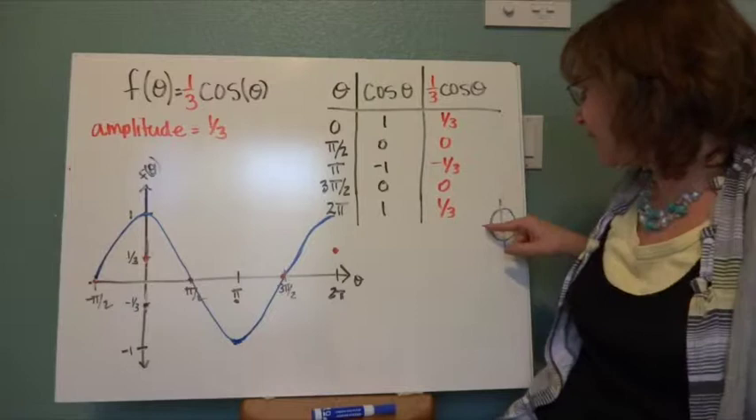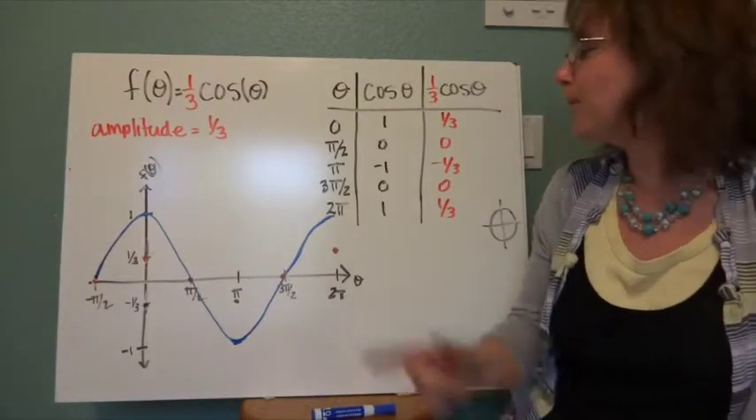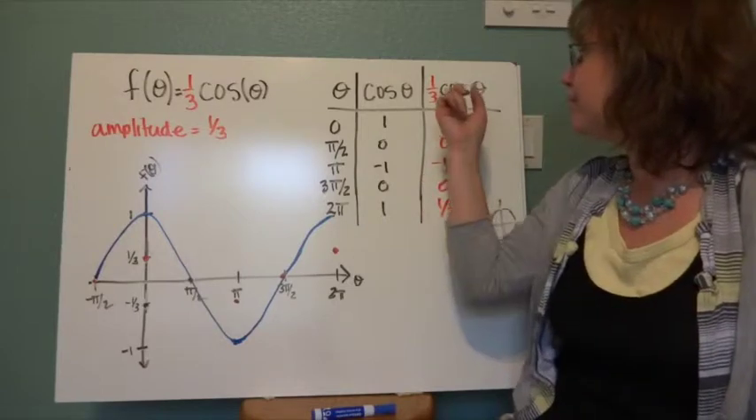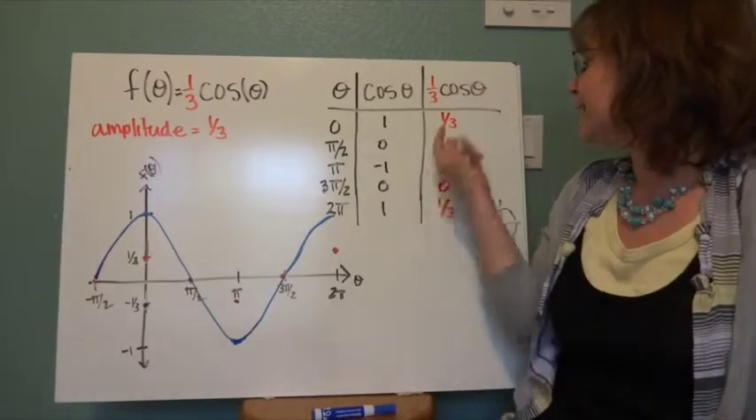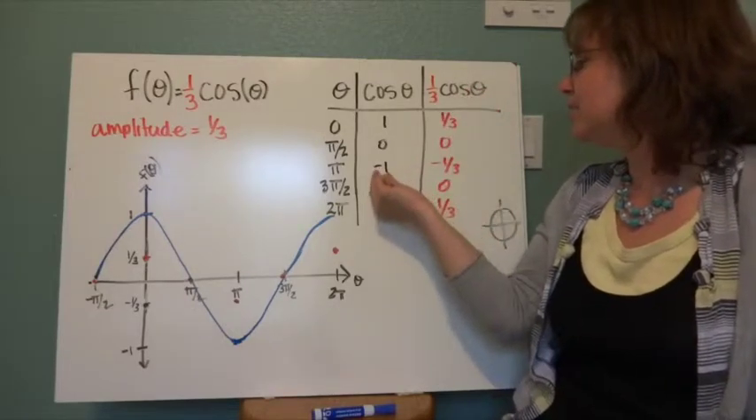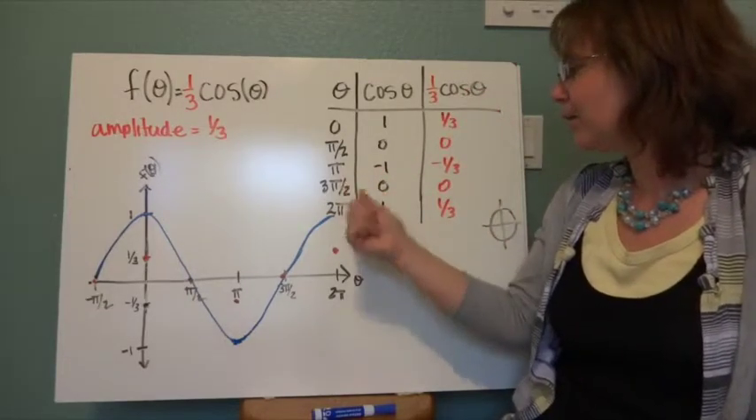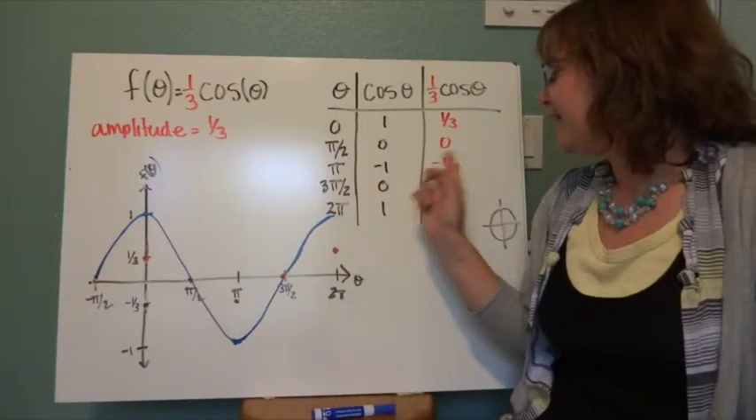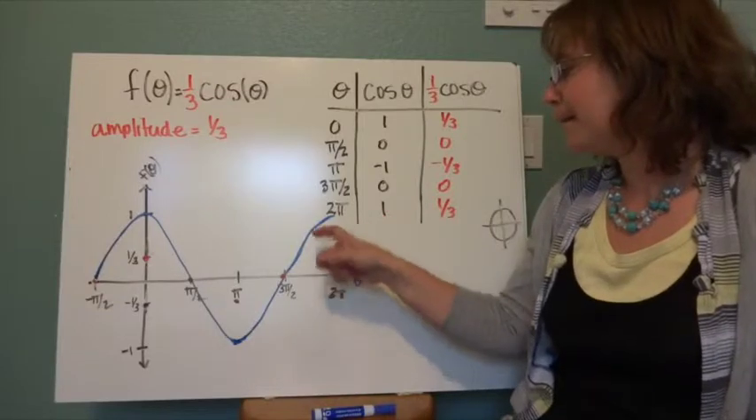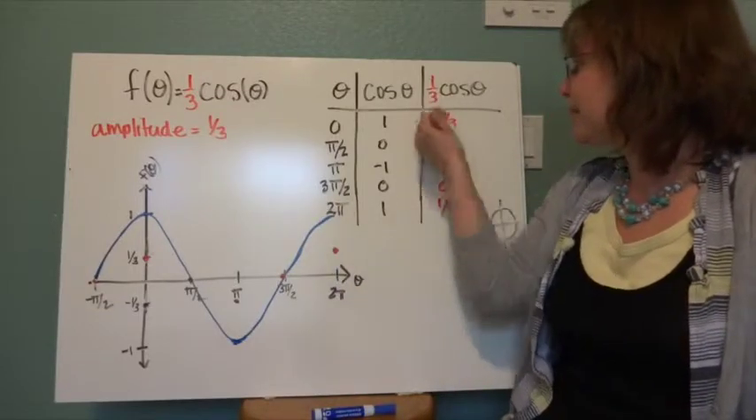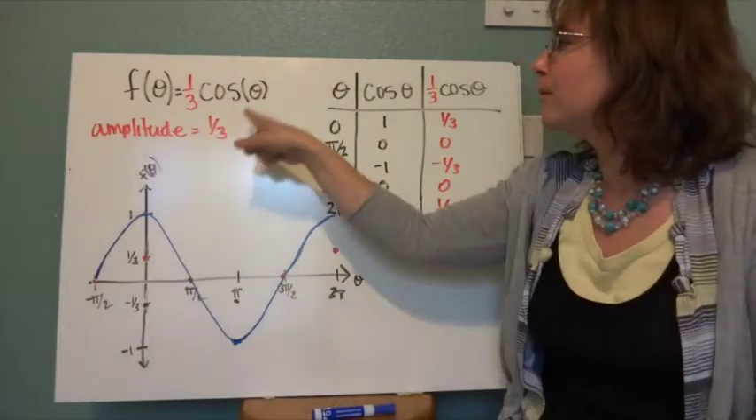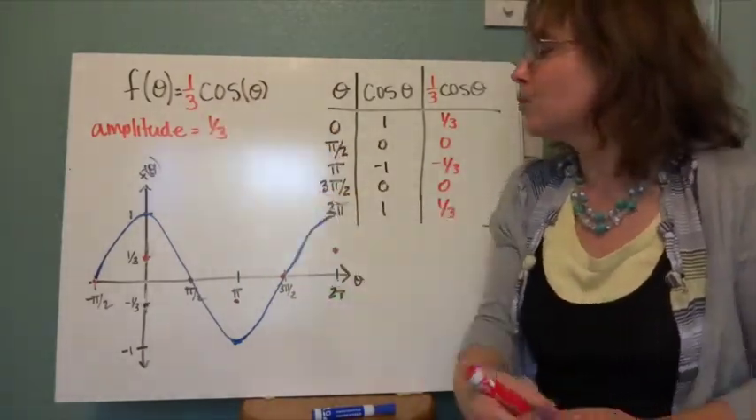Pi, I get negative 1. I'm right over here. My x value is negative 1. And then multiply by 1/3, I have negative 1/3. So 1/3 cosine theta right there is just negative 1/3 because cosine theta is equal to negative 1. 0 at 3 pi over 2, and then multiply it by 1/3, and I get 0. And 2 pi, I'm back up here at 1, and if I multiply that by 1/3, I just get 1/3. So the amplitude for this graph, my cosine graph, is 1/3.